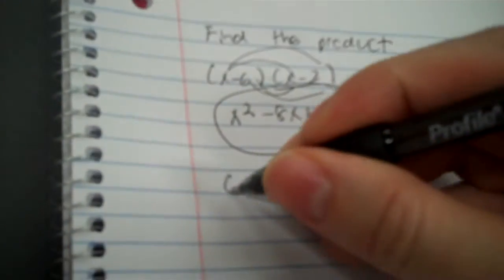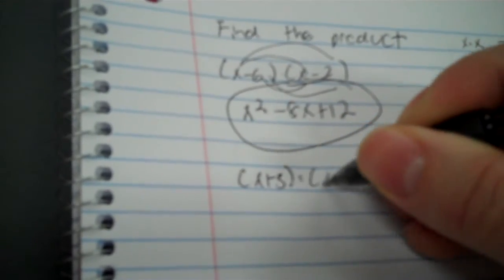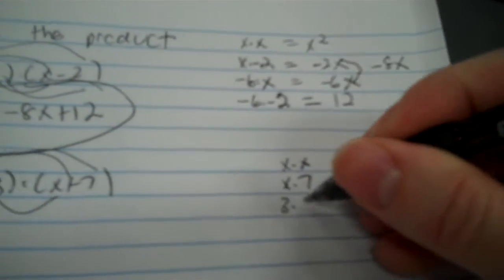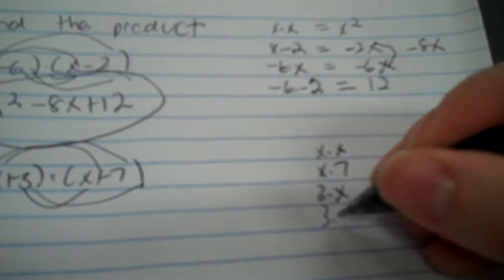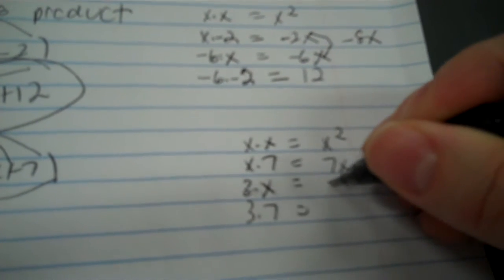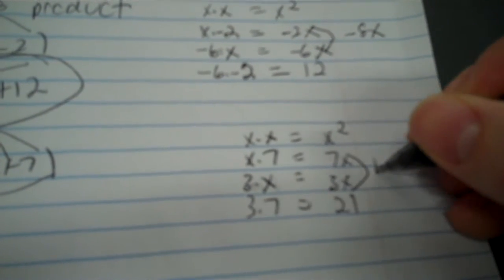Okay, then there's another find the product. Okay, we go x plus 3 times x plus 7. So x times x, x times 7, 3 times x, and 3 times 7. x to the second, 7x, 3x, and 21. Okay, so it's 10x. Okay, so that's a product.